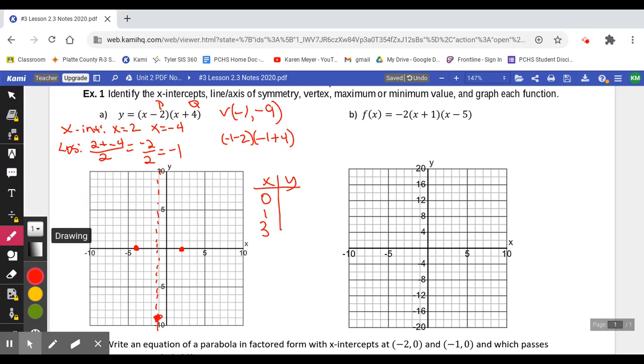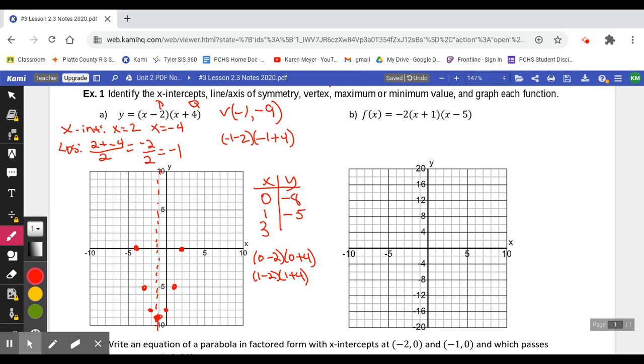So now we're just going to go sub those numbers in. So 0 minus 2 times 0 plus 4, which gives me negative 8. So 0, negative 8, and reflect it over. And then I'm going to go plug in 1. And when I plug in 1, I get negative 5. So 1, negative 5, and then reflect that over.